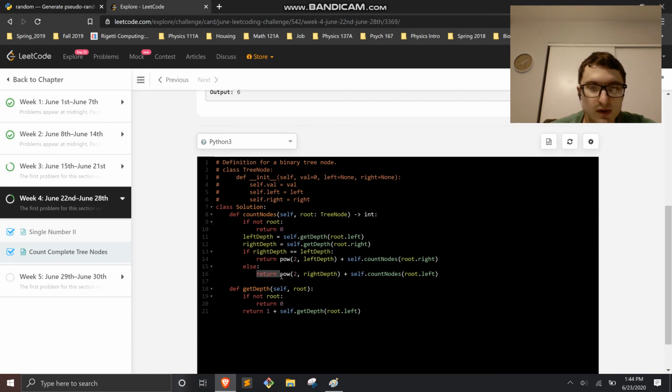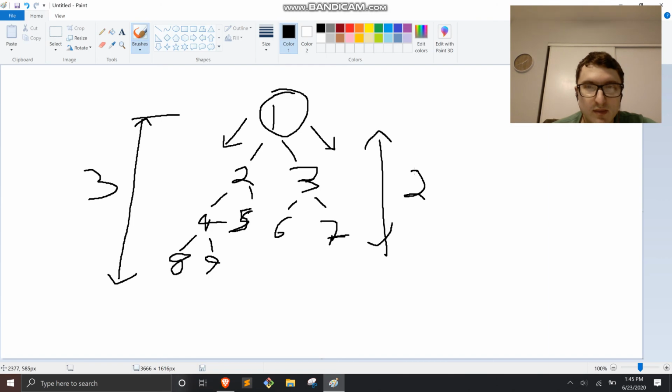So here you return 2 to the power of the right depth, and then you call it on the left. This is if it's not equal. If they're equal, you're going to do this, but if it's not equal, you do this. And what does this else statement really mean? You're doing 2 to the power of the right depth. Well, the right depth is 2, right? So it's 2 to the 2. So you're saying 4 nodes, right? Is that correct?